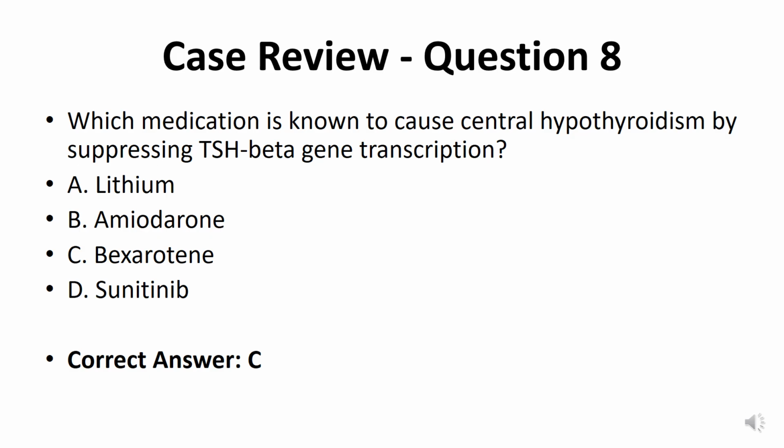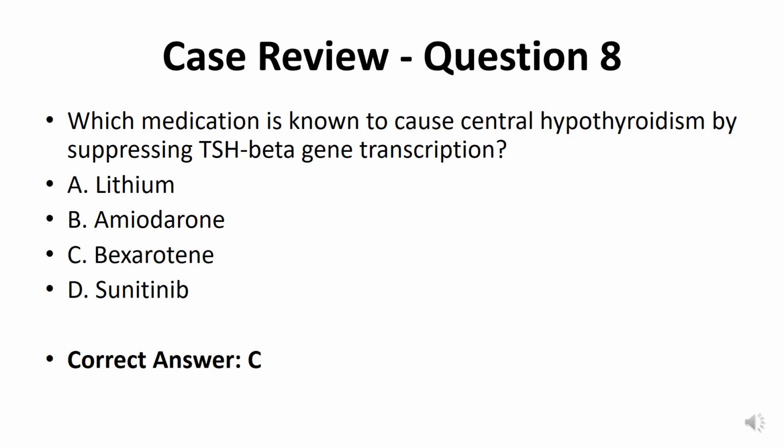Specifically, Bexarotene suppresses transcription of the TSH-beta gene. This reduces TSH synthesis and secretion from pituitary thyrotroph cells. As TSH levels fall, thyroid hormone production also declines. Laboratory testing therefore often shows low free T4 together with low or inappropriately normal TSH levels. That pattern is the hallmark of central hypothyroidism.